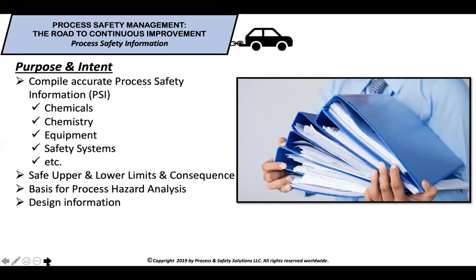The other thing is you must have safe upper and lower limits and the consequence of deviation from those limits. This particular item probably gets more confusion than anything within the PSM community. A lot of times I will see during audits that safe upper and lower limits are actually incorporated in operating procedures. Let's not confuse the two. When we talk about safe upper and lower limits, we're talking about process safety information. The key word in that is process.